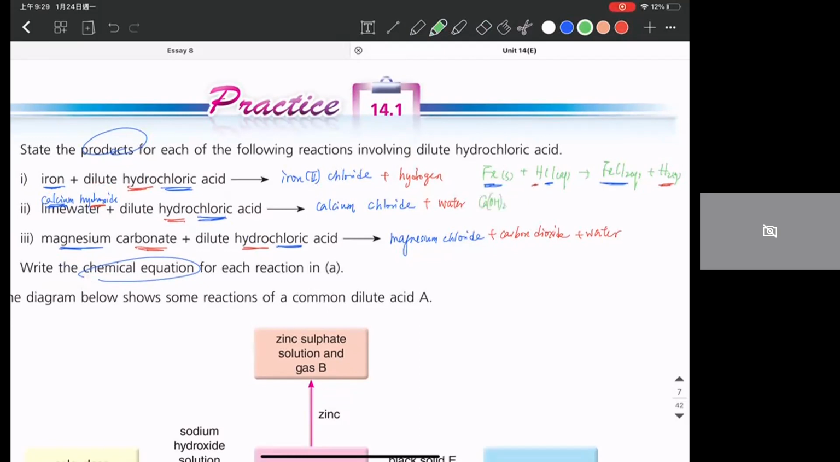Lime water, HCl, calcium chloride, water. Okay, calcium chloride, and we have got hydroxide, hydrogen, water. But this is not the end. You need to do something for the first two equations. Something has been missed out. What is that? Balance the equation. You're going to balance the equation.